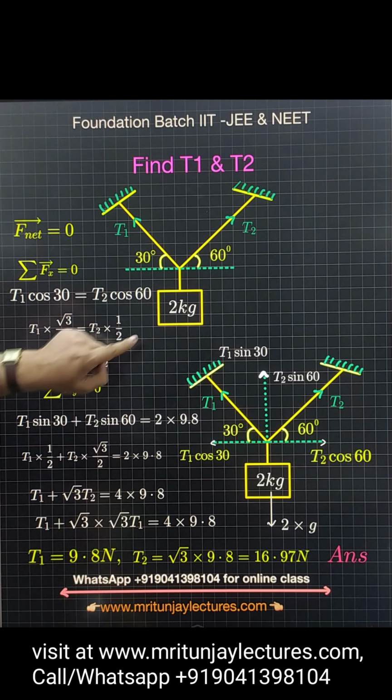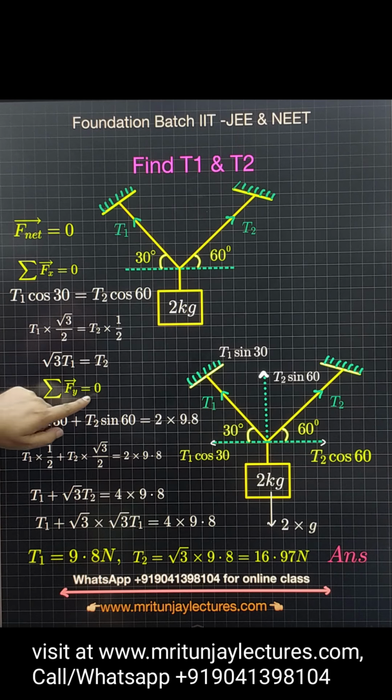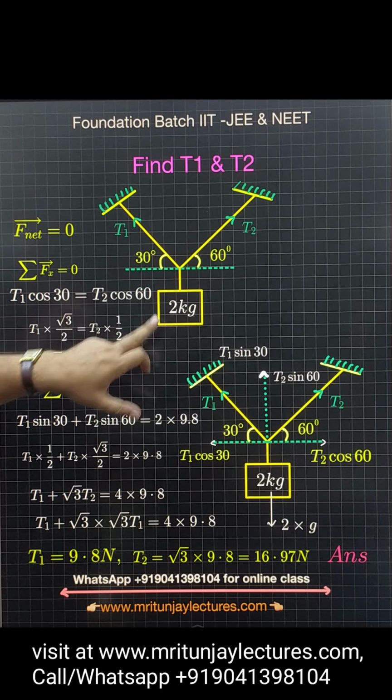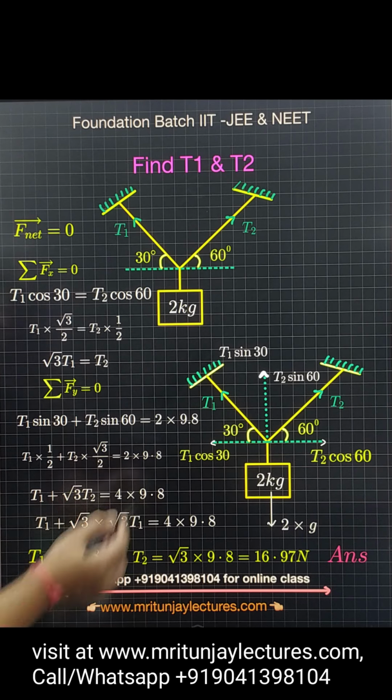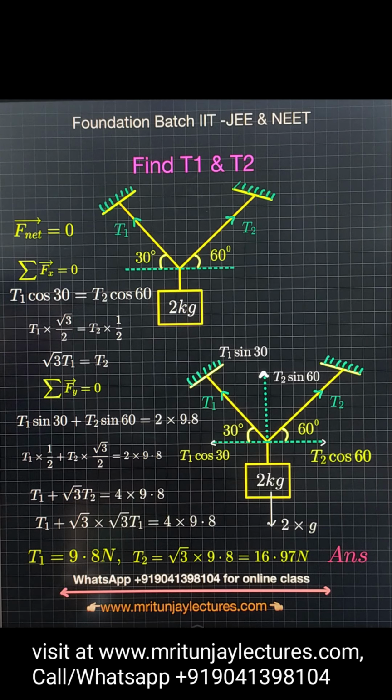Whole system in equilibrium means the net force on that system is 0. So you can say the net force is 0. It means the sum of Fx is equal to 0 and the sum of Fy is also 0. So first of all, make a free body diagram. If you make the free body diagram, the 2 kg block is how much? 2 into g, downward.